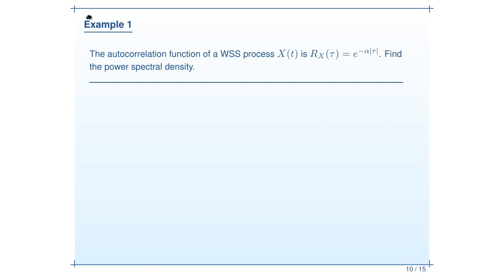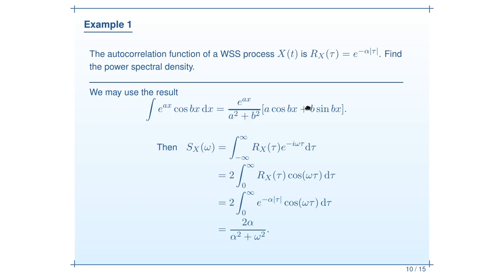Let us consider this random process for which the autocorrelation is e raised to minus alpha mod tau, where alpha is positive. Let us find the power spectral density. Now this is rather straightforward, but we will have to use this result: the integral of e raised to ax into cos bx has this expression. This is something that we have already seen in our course on indefinite integrals. So we will use that result. Using that result, it is now straightforward to calculate the power spectral density.